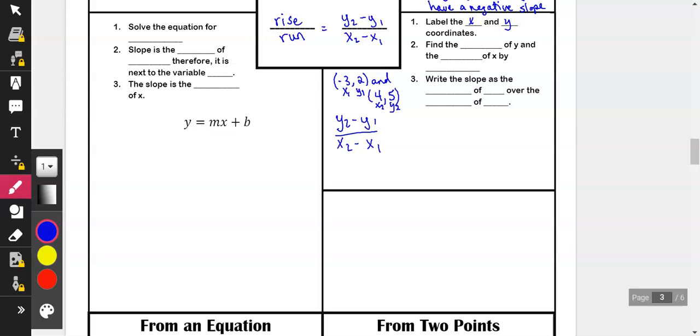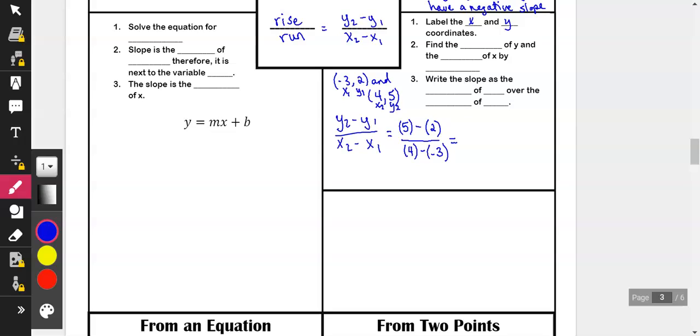Now all I'm going to do is substitute these in. So our y2 was 5. If you want to put parentheses around everything, that's fine. And it says minus our y1, so our y1 was 2. And then our x2 was 4 right here, minus our x1, which is right here, which was -3.